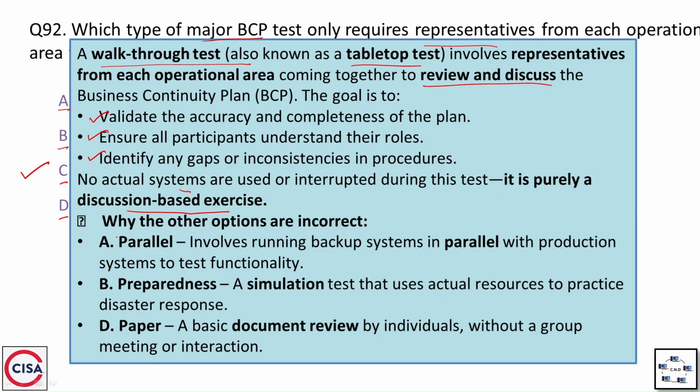Why the other options are incorrect? Option A, parallel, involves running backup system in parallel with production system to test functionality. Option B, preparedness, is a simulation test that uses actual resources to practice disaster response. And option D, paper, is a basic document review by individual without a group meeting or interaction.